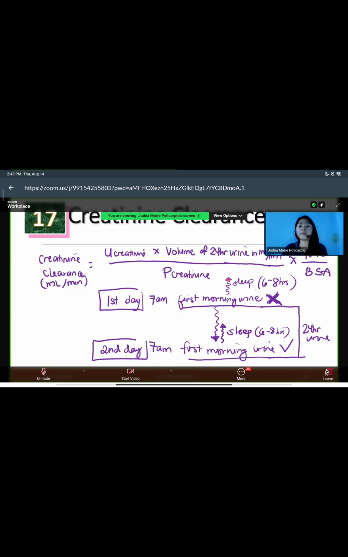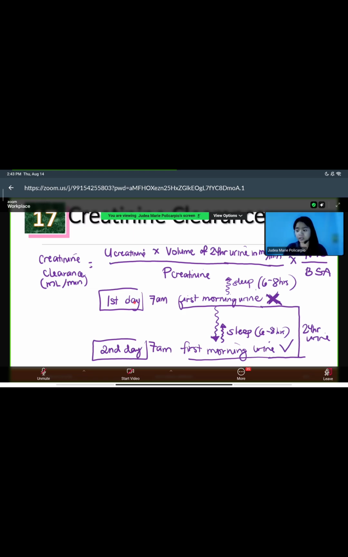Minsan may mga pasyente na sipag mag-collect, isinasama pati first morning urine of the first day. Okay, not following instruction si pasyente. Minsan naman may mga pasyenteng makakalimutin. Ihing-ihi na, nagpunta na ng CR, kalahati ng urine na-deposit na sa toilet bowl, tapos naalala na, uy, magko-collect pala ako ng 24-hour urine. Pinigilan ang pag-ihi. The remaining urine was placed on the bottle.